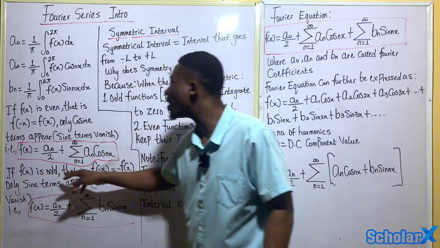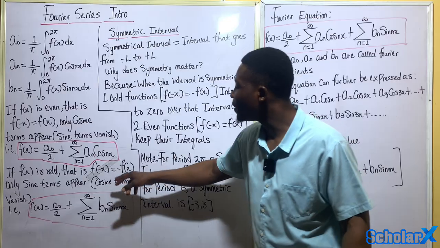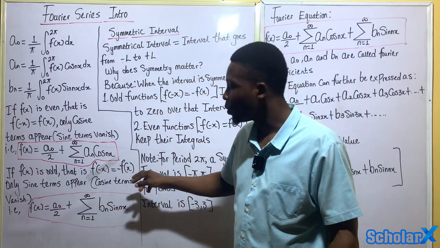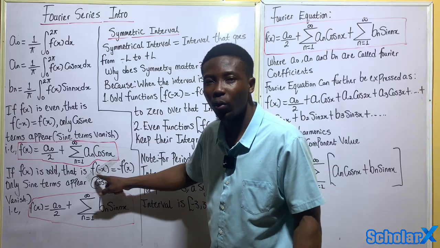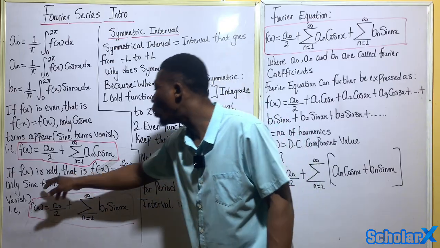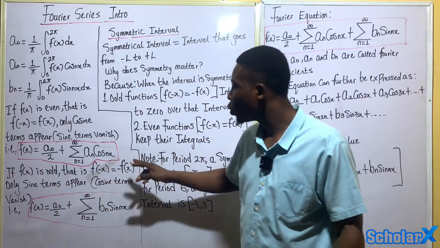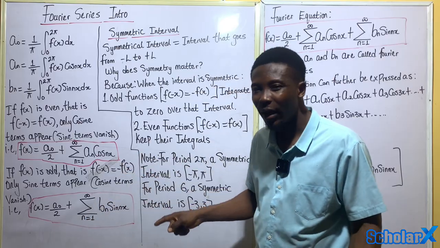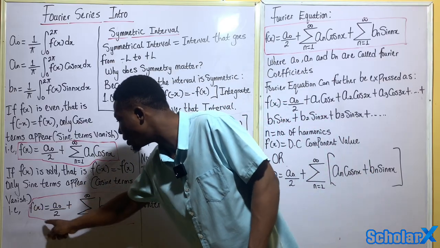Now, if your f of x is odd, that is, if f of minus x is equal to minus f of x, of course, this is when the function is odd. Only sine terms appear, the cosine terms will vanish. Only sine terms will appear, the cosine terms will vanish. That's what you can see from here.